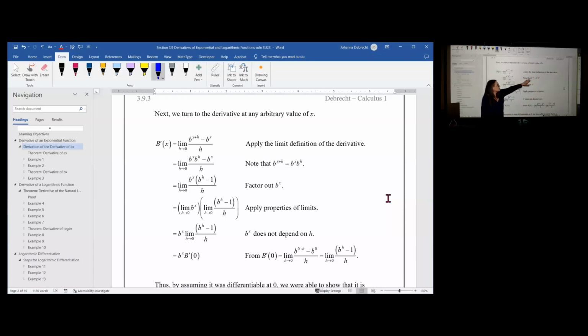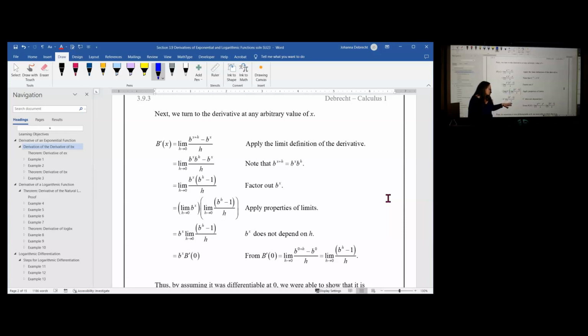In this case, we rewrite b to the x plus h power as b to the x times b to the h. Once we do that, we have a common factor of b to the x in the numerator, which we factor out. Notice that the b to the x does not depend upon h. Because of that, we split it up into two separate limits. Because it does not depend on h, the limit of b to the x is b to the x. Then we're left with the limit of b to the h minus 1 over h.